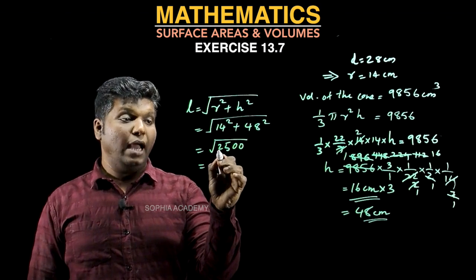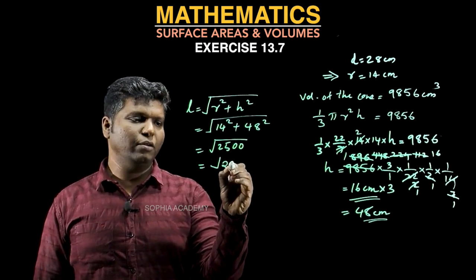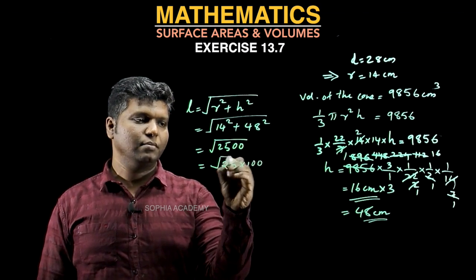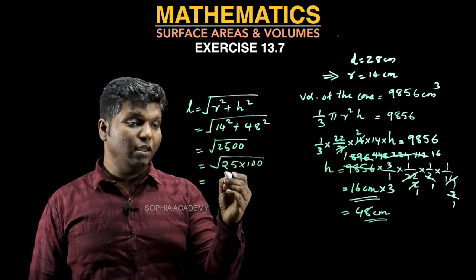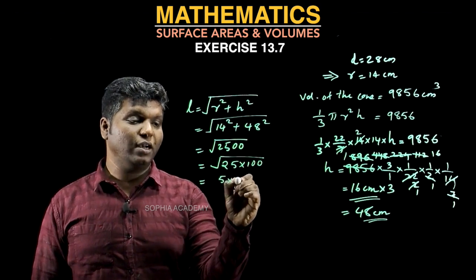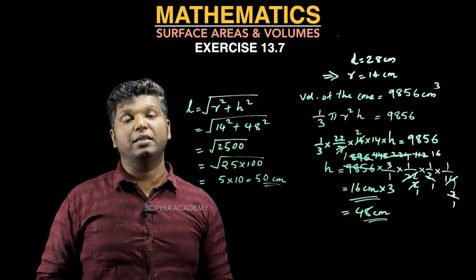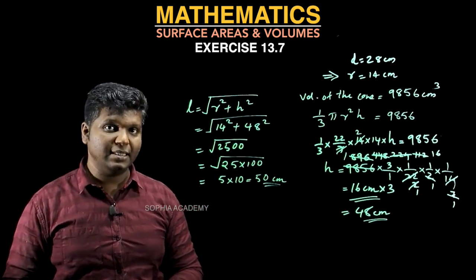Actually, this can be written as 25 into 100, isn't it? I will make it like that. This is the simplest way. That means root of 25 into root of 100. Root of 25 is 5, into root of 100 is 10, and the answer is 50 centimeter. So you got the slant height L also.